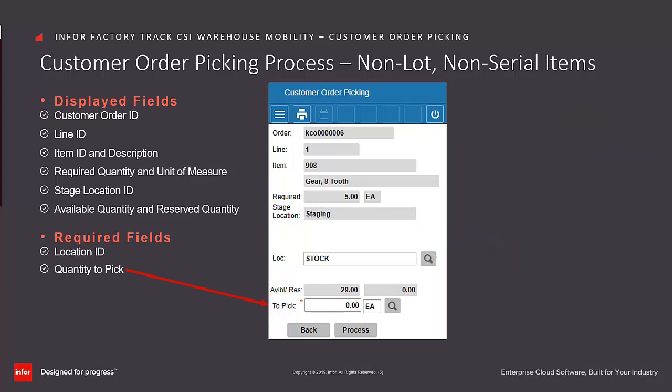We then enter the quantity of items being picked from the specified location. If the parameter settings on the transaction set maintenance form for allow overpick is disabled, Factory Track displays an error if the quantity entered exceeds the required amount.